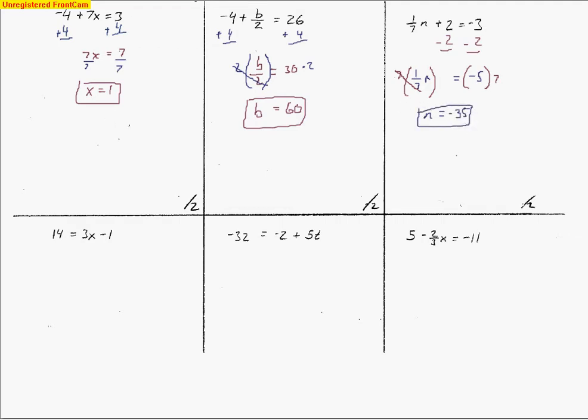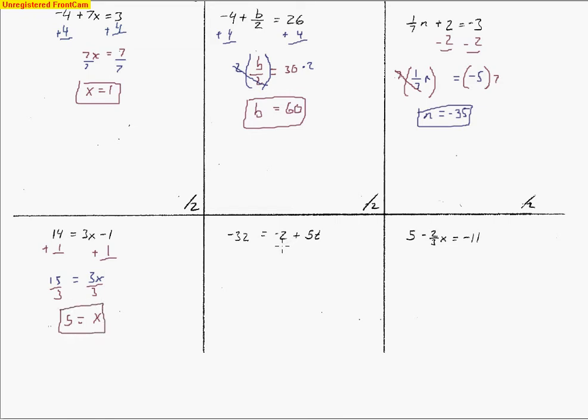From that point, we're going to move on to our next one and add 1 to both sides. When I do that, I end up with just 3x equals 15. From this point, if I divide by 3, we're left with x equals 5.